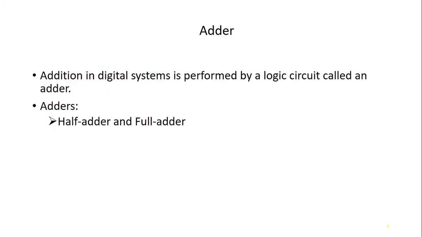In the previous sessions we have seen the combinational circuits and the basic combinational circuit half adder for performing the addition. Addition in digital systems is performed by a logic circuit called adder. There are mainly two types of adders in digital circuits, half adder and full adder. We have seen in the last session about the half adder, and here we are going to see full adders.